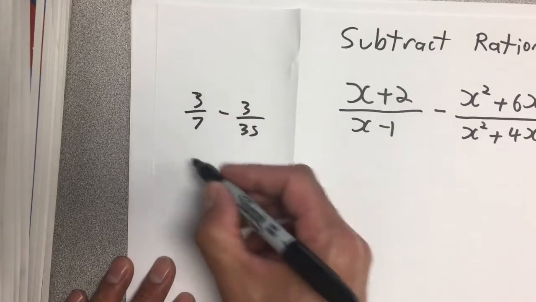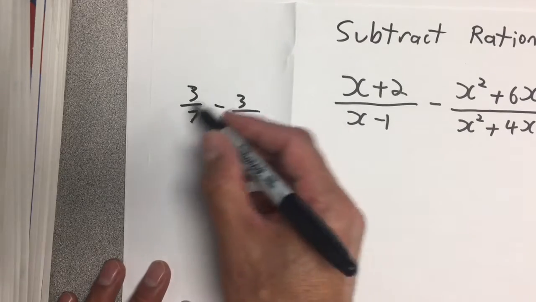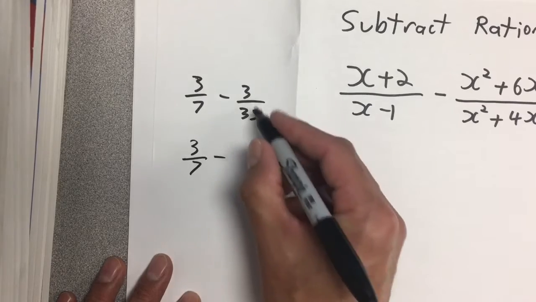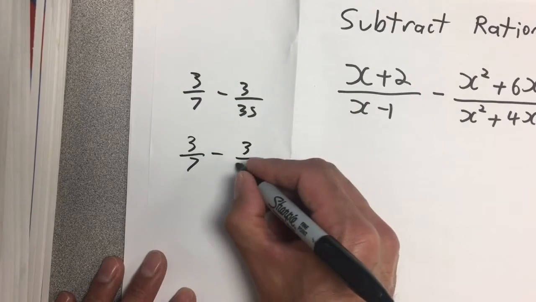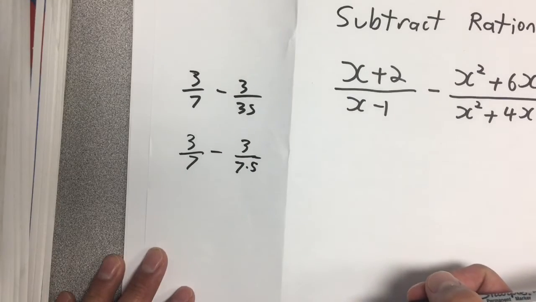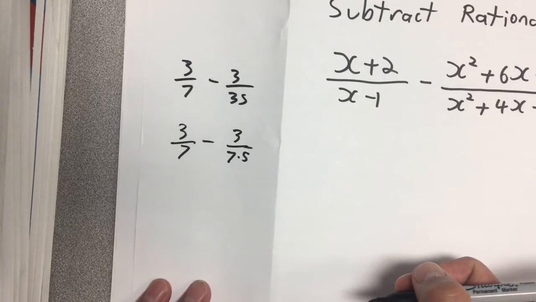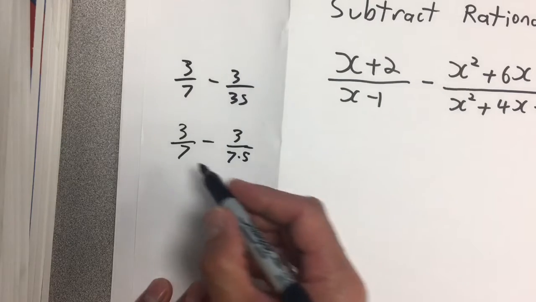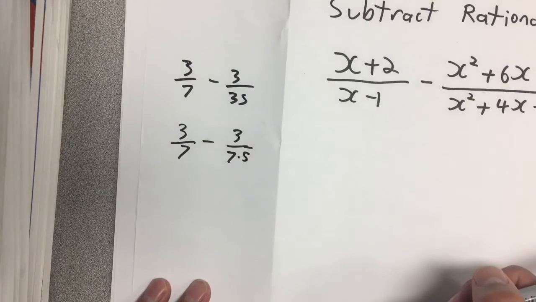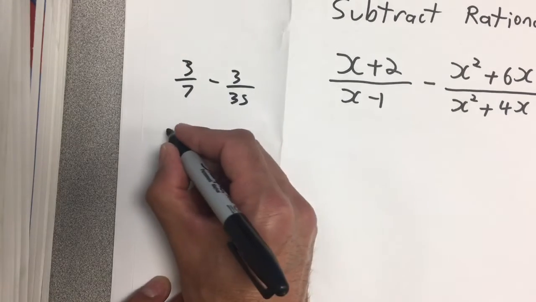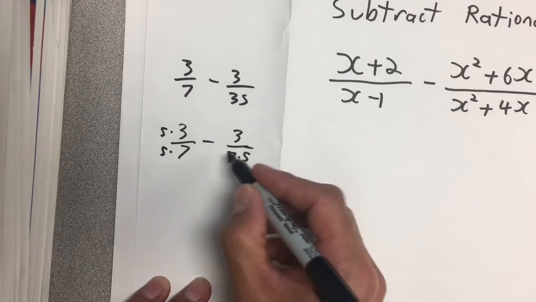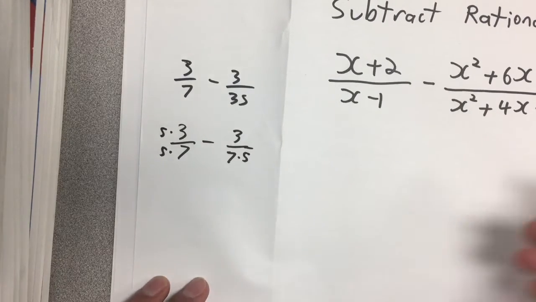Now, to make it clear what I have to do, I'm going to factor everything here. I have mostly prime numbers, so that's just 3 over 7. But this is 3 over 7 times 5, because 7 times 5 is 35. It is now very clear that if I multiply this top and bottom by 5, I will have a common denominator. So I will multiply this by 5 and that by 5. Now I've got the same number on the bottom of each of these two fractions.